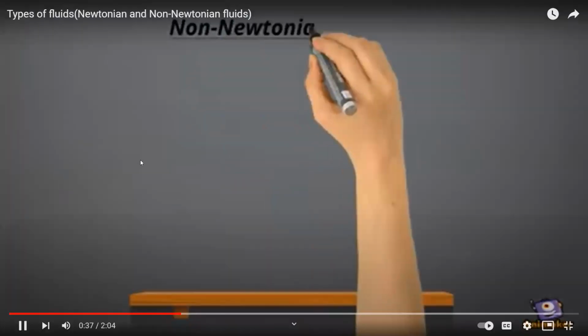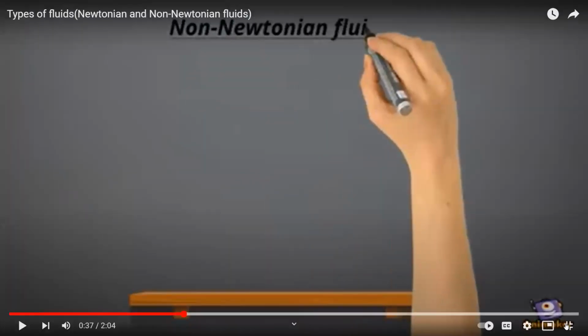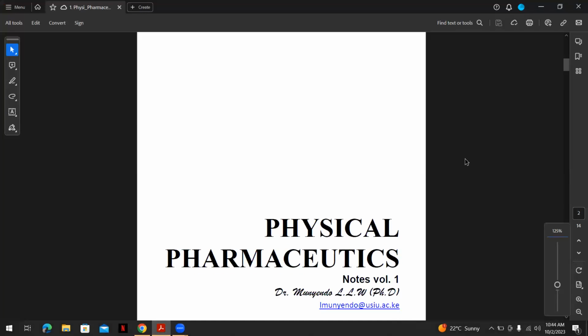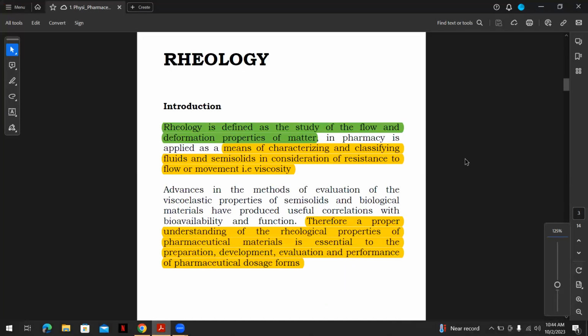Non-Newtonian fluid. Okay. So we'll start with this. I'll be using, I don't know if it's Professor or Dr. Munyendo's notes. So we'll start with definitions.